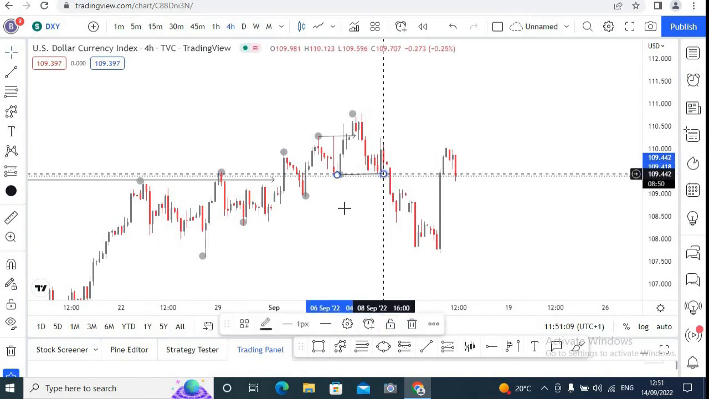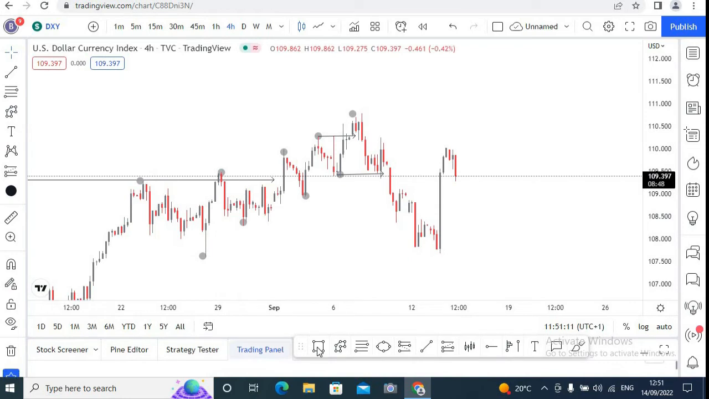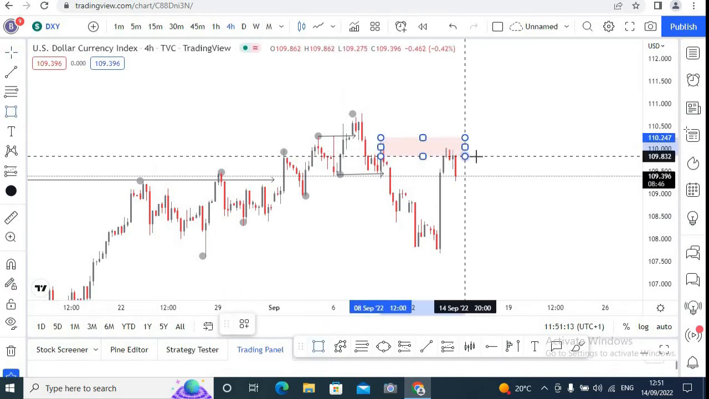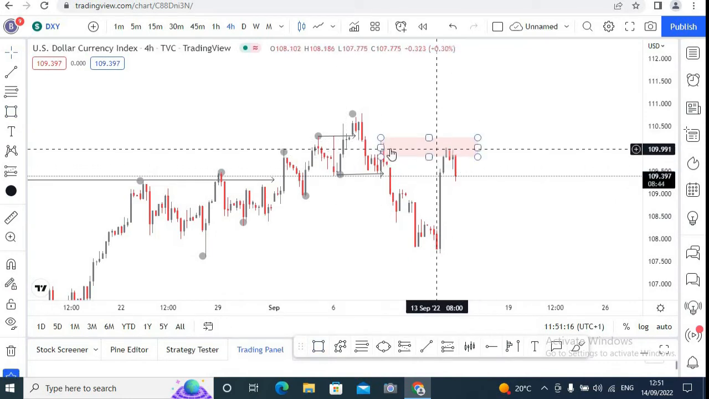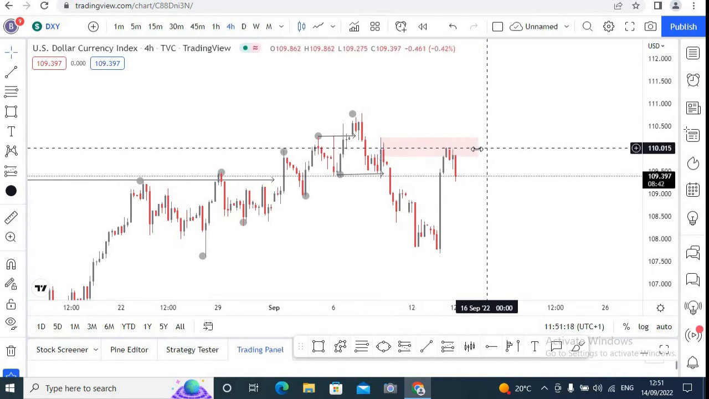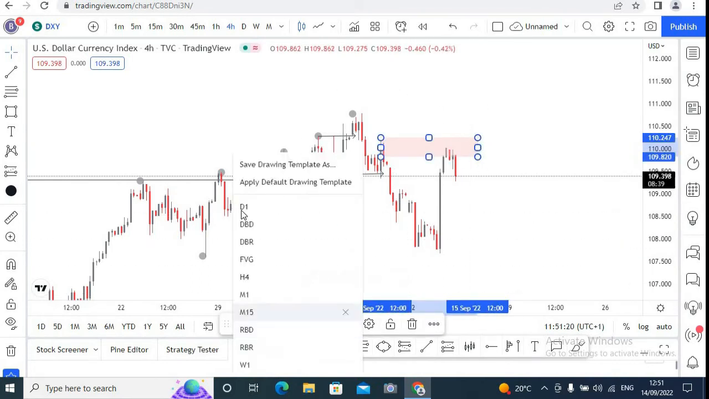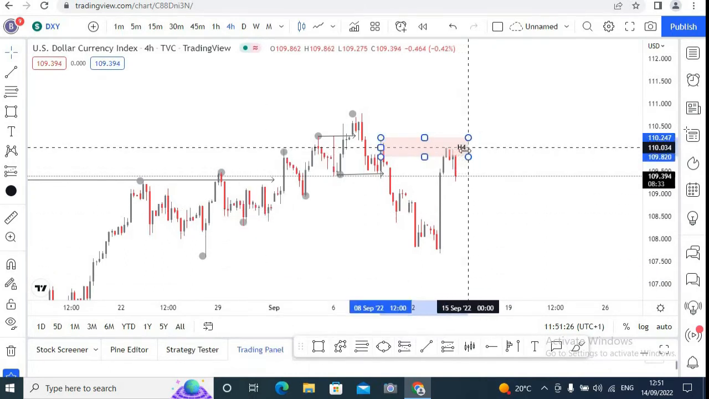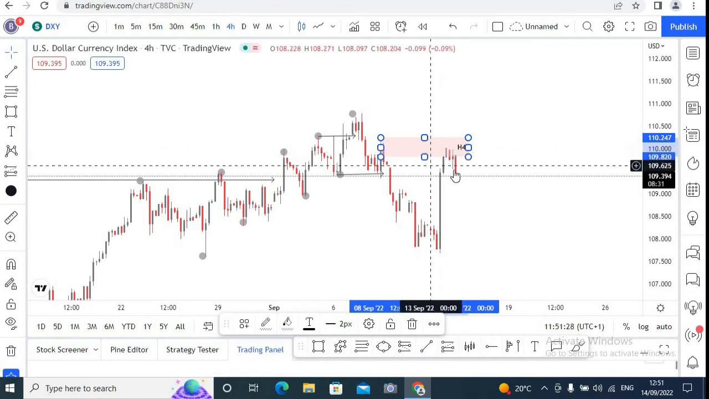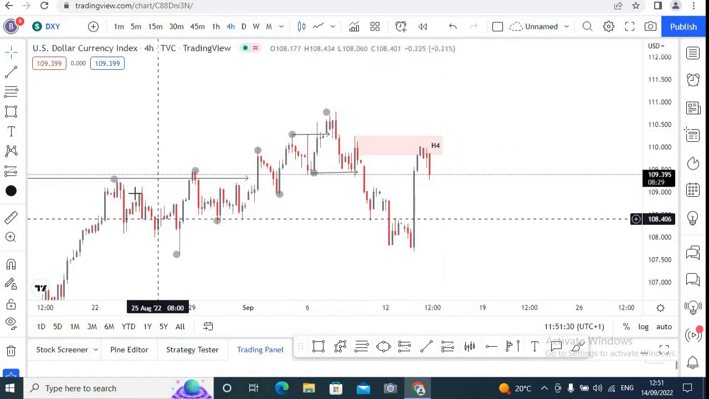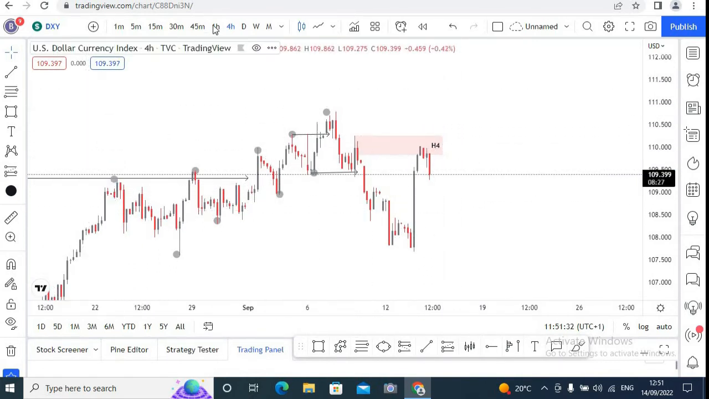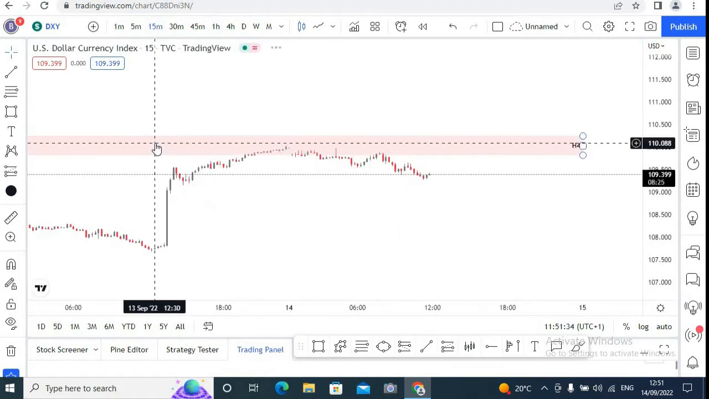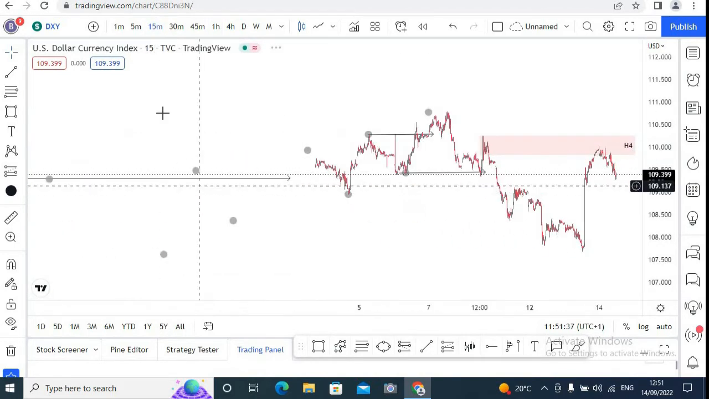Okay, change of character. We also have a supply level. So this rejection here was going to help you to understand, if you are looking for buys on euro, that you're on the right track, because there's a supply zone area right there, as you can see. So if we now go back to the 15 minutes time frame, we will now understand something, guys.